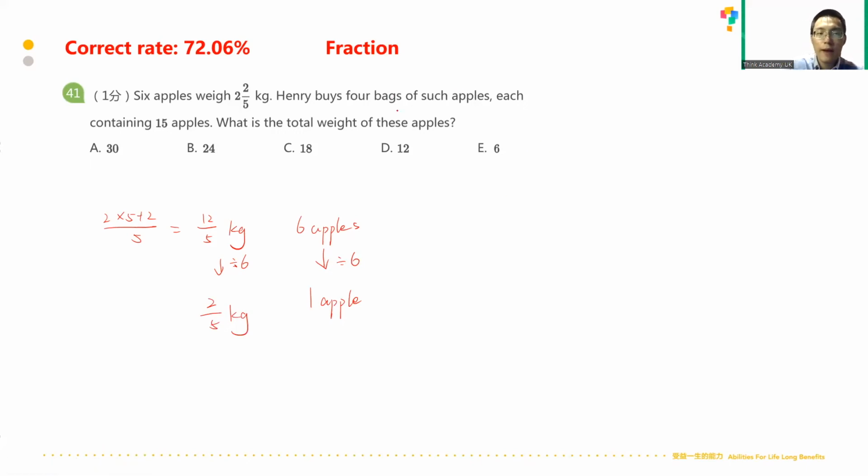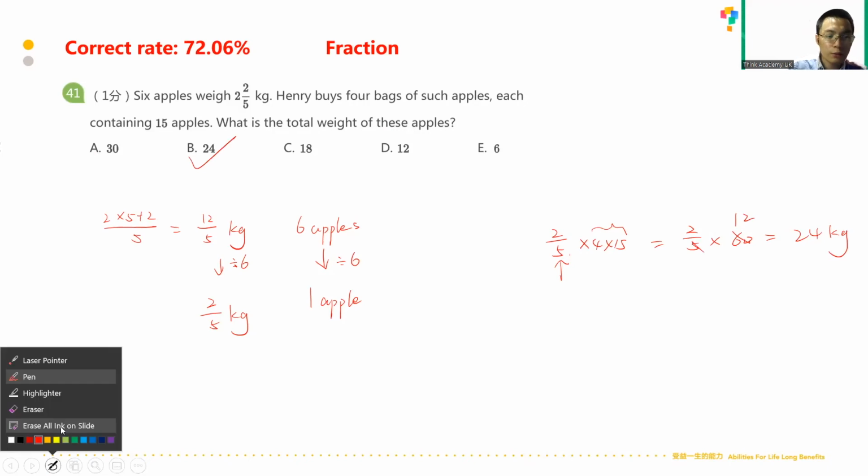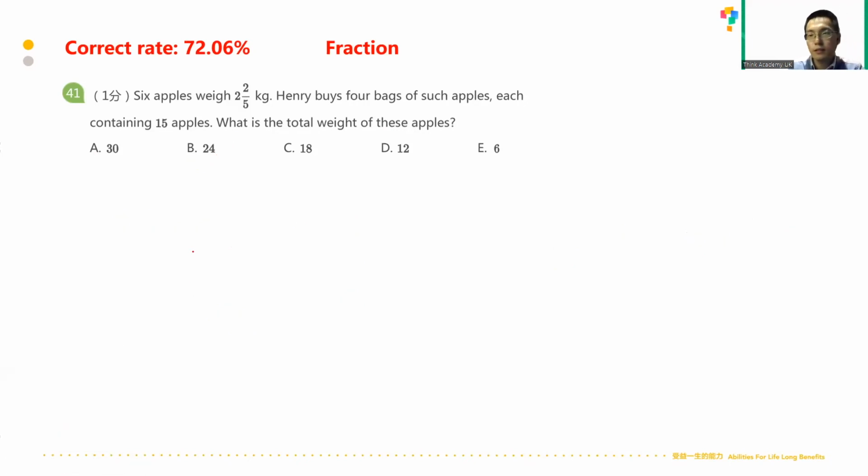So we have 4 bags, each bag containing 15 apples. So we have 2/5, the weight of one apple, times 4 times 15, which is the total number of apples we have. And that will be 2/5 times 60. 5 times 12 is 60, so we can cancel out the 5, leaving a 12. So it's 24 kilograms. The total weight of these apples is 24 kilograms, B. And then there is also another, a faster way. For those who are number sensitive, you look at the 4 and you look at the 15.